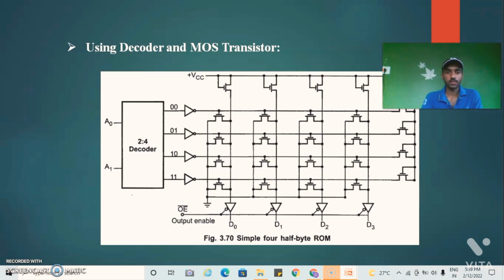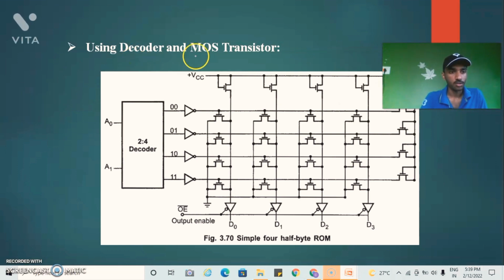Using decoders and transistors, here we are using MOS transistors. MOS is abbreviated as metal oxide semiconductor transistor. I am going to discuss two features of the MOS transistor. As you know, a MOS can be operated in several regions: the saturation region, the cutoff region and the active region.